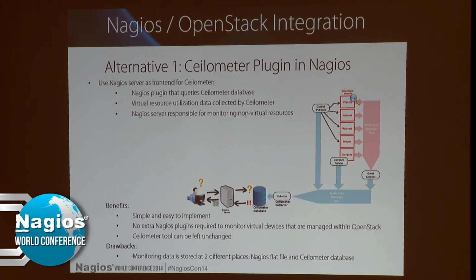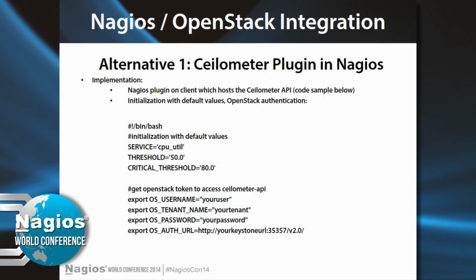Well, one drawback of this approach is that the data is somehow duplicated. It is stored one time in the Ceilometer tool and then on the other hand in the Nagios server. This is not always optimal. It depends on what you want as a solution.